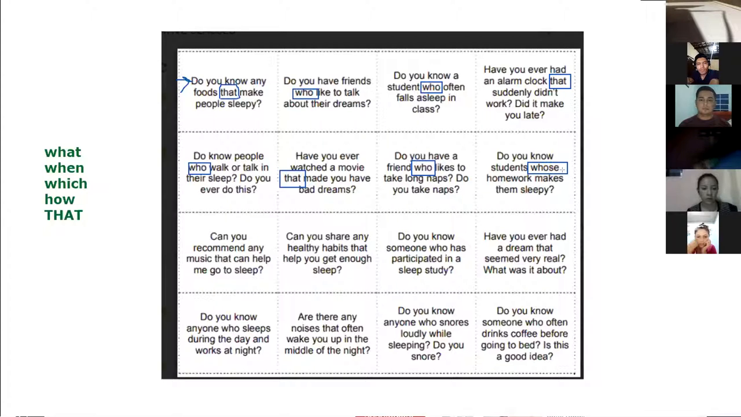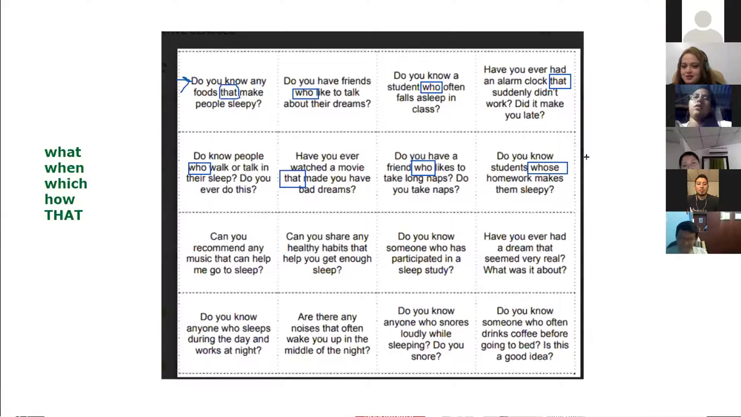We are going to talk about dreams, but not like your dreams in life, but your dreams when you go to sleep. Okay, we're going to talk about that. So you're going to have a conversation, but try to use a relative clause. For example, ask me the first question. Somebody, anybody. Read the first question.